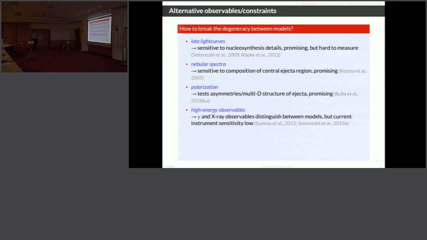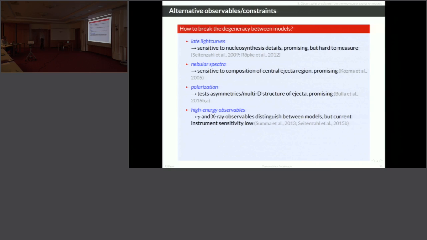High energy observables can also be predicted. Of course, in the radiation transfer, gamma ray spectra and light curves are automatically predicted. In X-ray, you can also make some argument of specific X-ray lines that could actually be observed for specific models. So this is another way to distinguish between the models. The problem here is that the current instruments that we have are not sensitive enough. I mean, we have a detection of gamma rays of supernova 2014J, but just a detection. But this actually does not measure any light curve or spectrum.